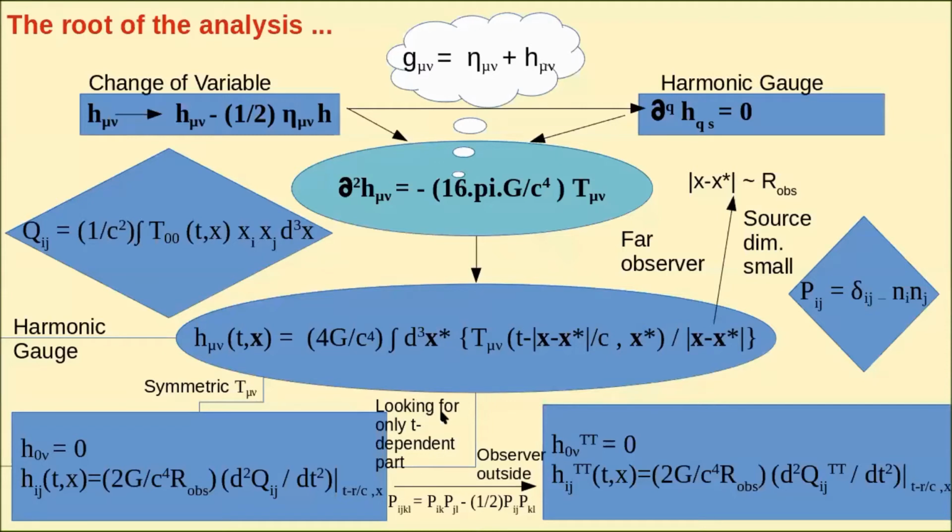First of all, consider looking at the t dependent part. We get these two equations where h0 mu equals 0 and hij equals this type of thing, where the Qij is defined as 1 over c square integral of the T00 component xi xj d cube x in the system. So it is computed at t minus r by c, that is the retarded time. It is computed to get the hij metric at our time.